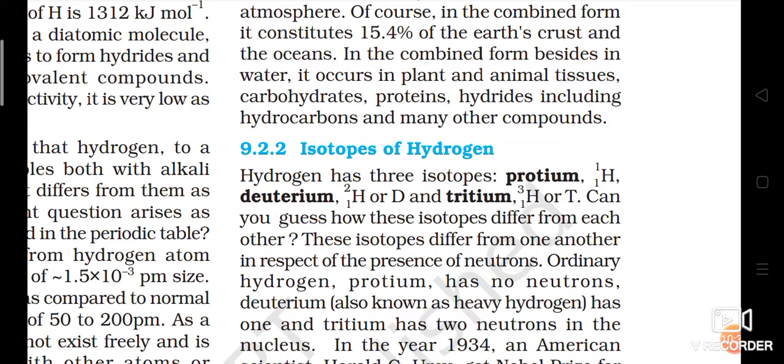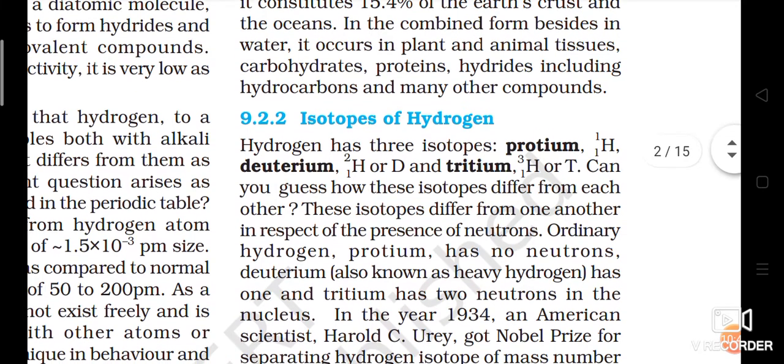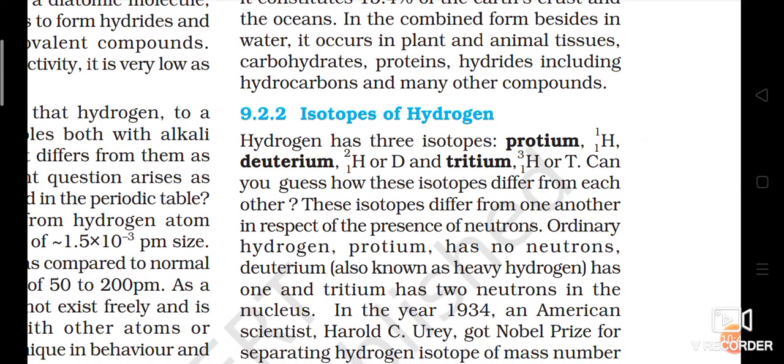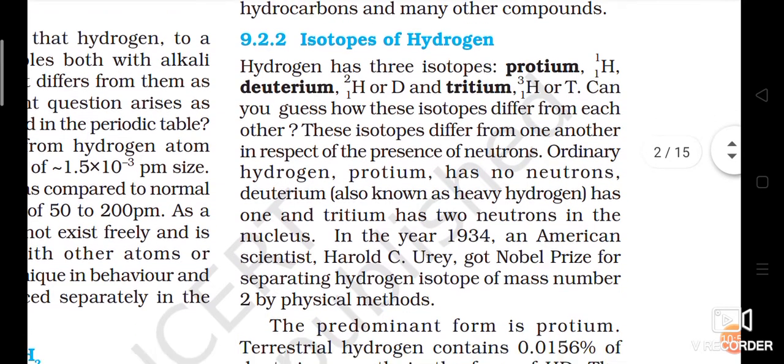the answer is these isotopes differ from one another with respect to the number of neutrons. In 1H1, protium has 0 neutrons. 1H2, deuterium, has 1 neutron. Tritium, 1H3, has 2 neutrons. Next, you are reading about this. Ordinary hydrogen, protium, has no neutron.